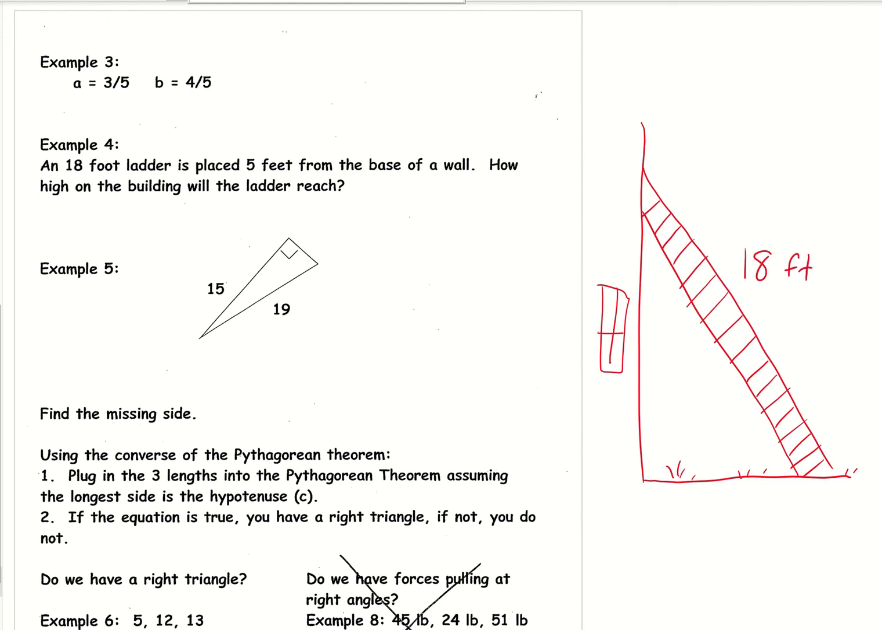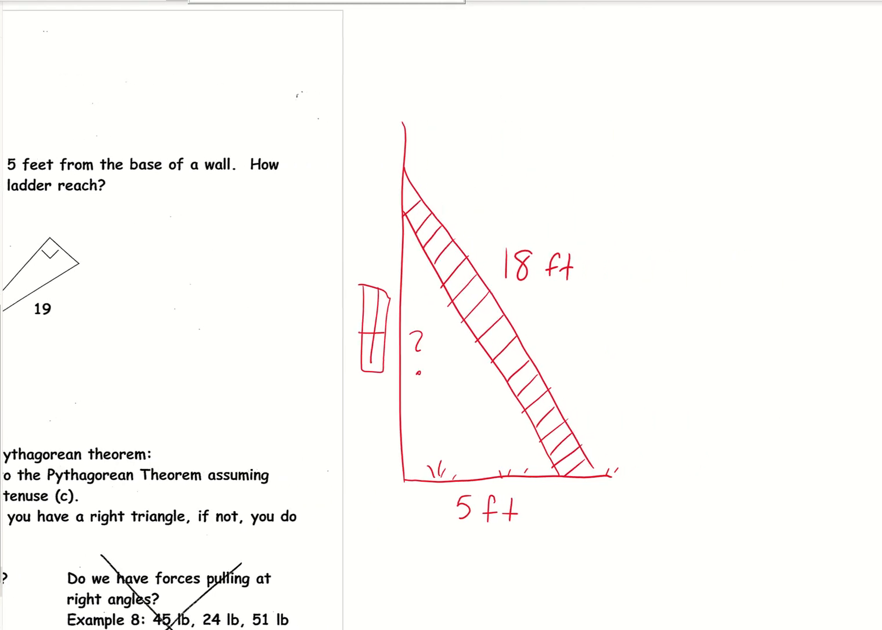It's 5 feet away from the base of the wall, and we want to know how far it can reach up the side of the wall. All right, so it's important to recognize that this is our right angle first, right? Knowing that, we can go ahead and figure out which sides are which.